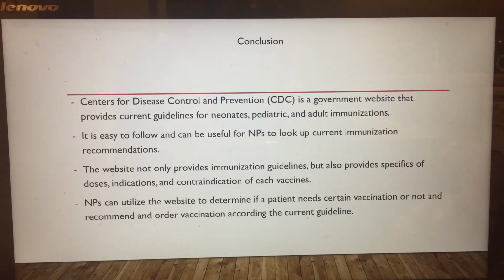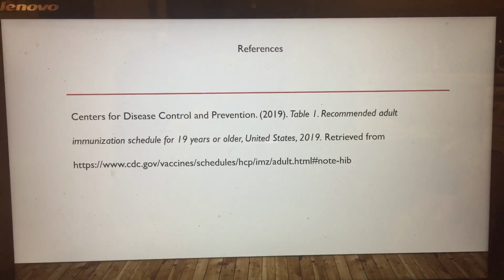In conclusion, I think the Centers for Disease Control and Prevention is a very excellent resource for NPs to look for guidelines for vaccination for adults. It also has them for pediatric patients. It is easy to access from anywhere, from any computer, and it's very easy to read as well, and it has detailed information on vaccine indications and contraindications. So I really think the CDC is one of the best websites we can go to for different guidelines we need, especially for immunizations. Thank you.